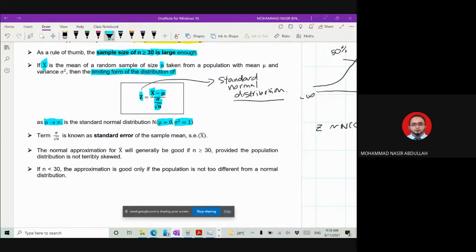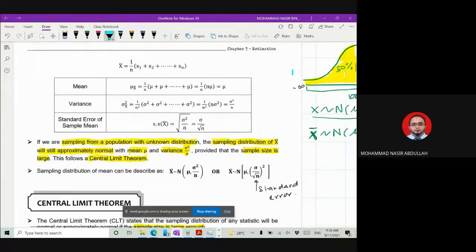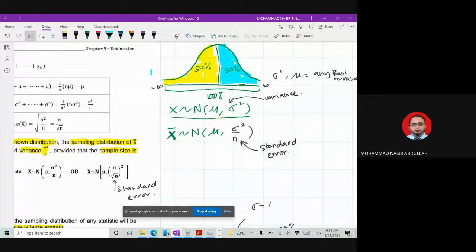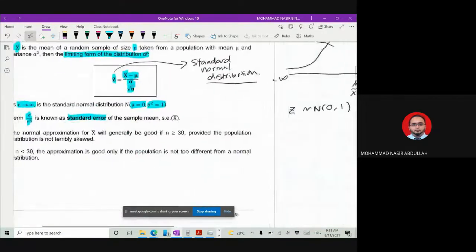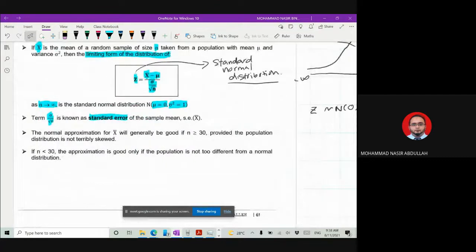So the term of standard error, sigma divided by square root of n, is known as the standard error for the sample mean. As I said before, when we have a single observation, we just take two parameters, mu and variance. When we have several samples and we want to measure the distribution of the sample mean, then we have two parameters, mu and the standard error, which is sigma squared over n. So this is just an introduction.